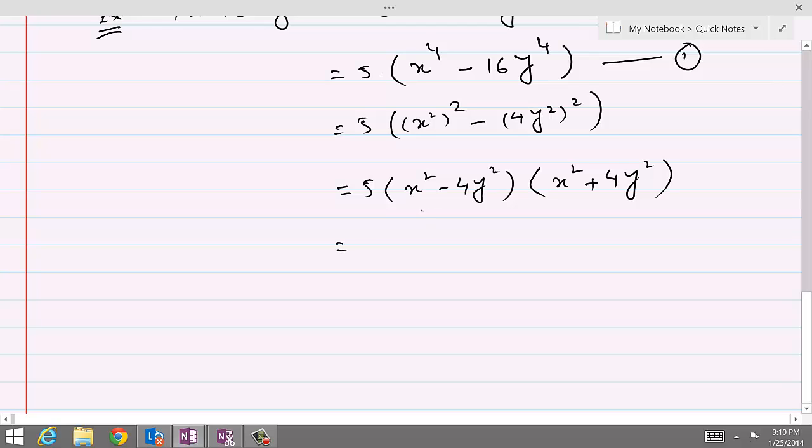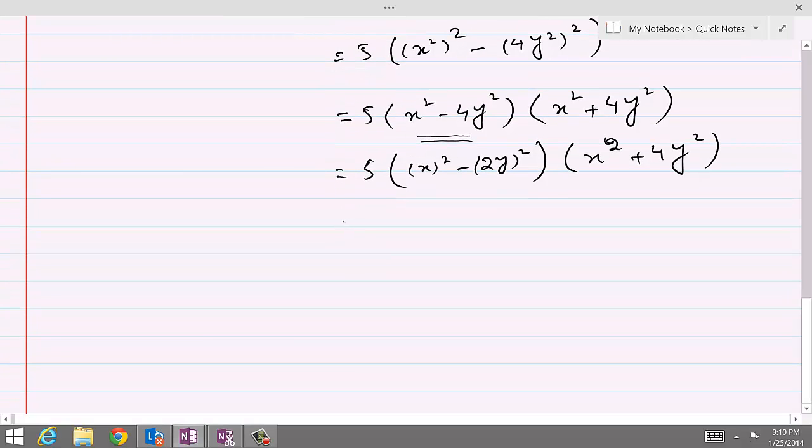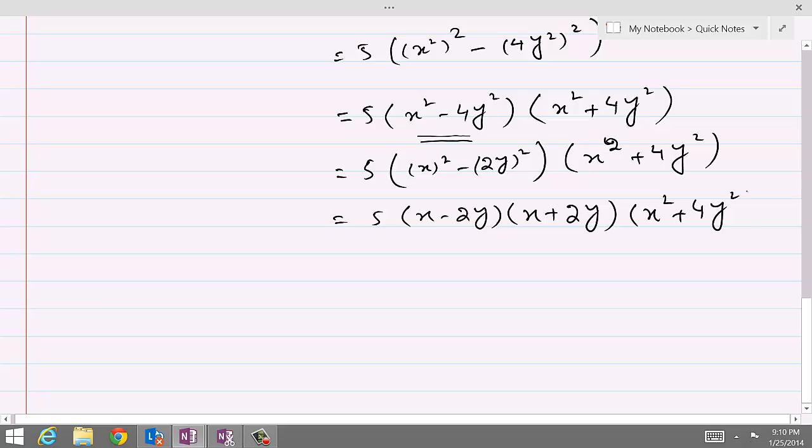Now if we look at this factor x square minus 4y square, we can apply the same formula one more time, because x square is a perfect square again, and 4y square is a perfect square of 2y, and there is a negative sign between them. Therefore, we are going to apply the same formula again, and this time we write 5 times x minus 2y, x plus 2y, into x square plus 4y square. So we can conclude from this discussion that if a given polynomial is a difference of two perfect squares, then we can have two factors by adding those two terms one time and subtracting one time.